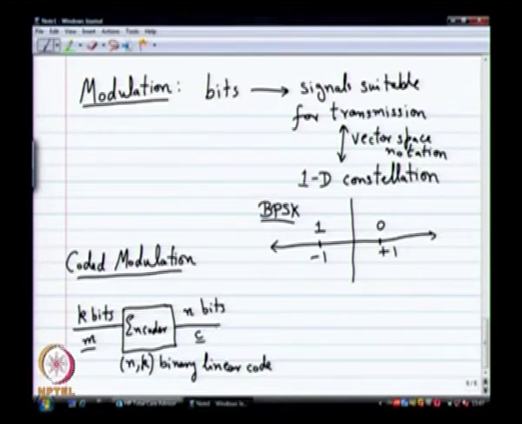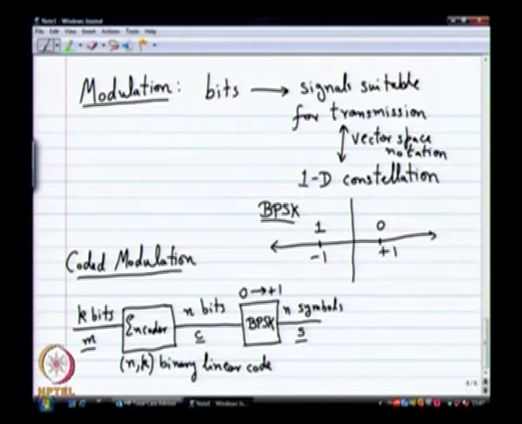So you get n bits which make a code word which I call C, and then I will have a BPSK block which will output n symbols. I will get a symbol vector which I will call S. What does the BPSK block do? If my bit is 0, it is going to make it plus 1. If my bit is 1, it is going to make it minus 1.